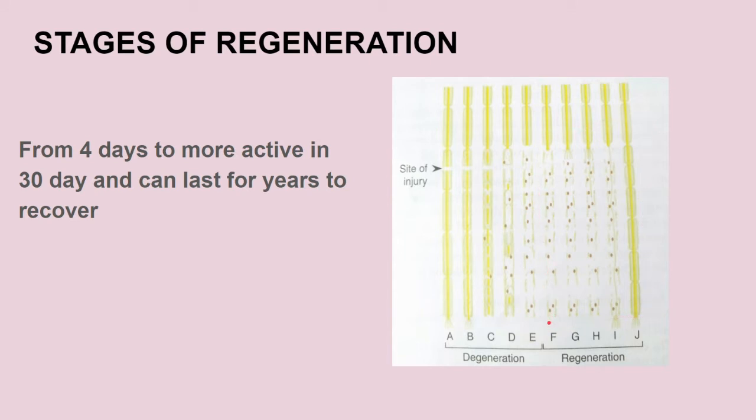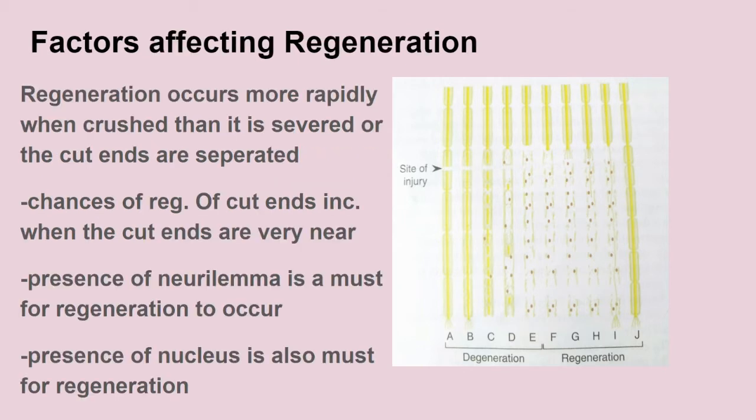Now it begins at around the 4th day and is more active after a month, and it may last for months or years. Okay, it will take time to repair. Now the factors which actually affect the repairing process of the neurons are, first of all, just remember that a crushed neuron gets repaired more easily and faster as compared to a cut neuron. While for a cut neuron, the chances of regeneration or repairing are increased if the cut ends are close to each other, that means around 3 mm. If they exceed this, then their capacity for regeneration will decrease.